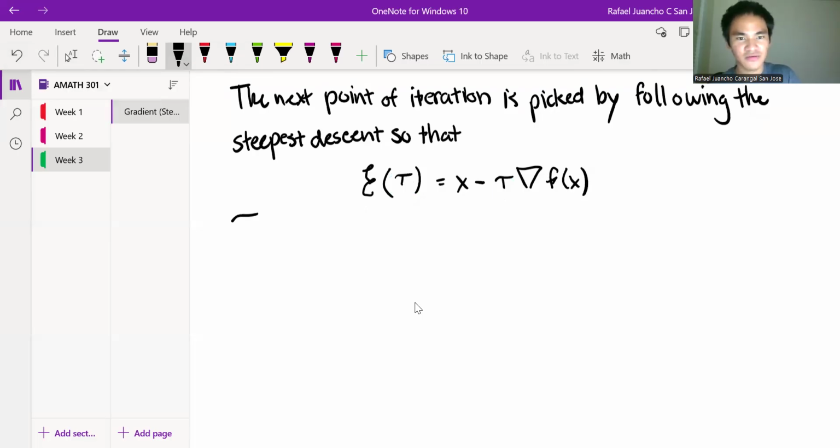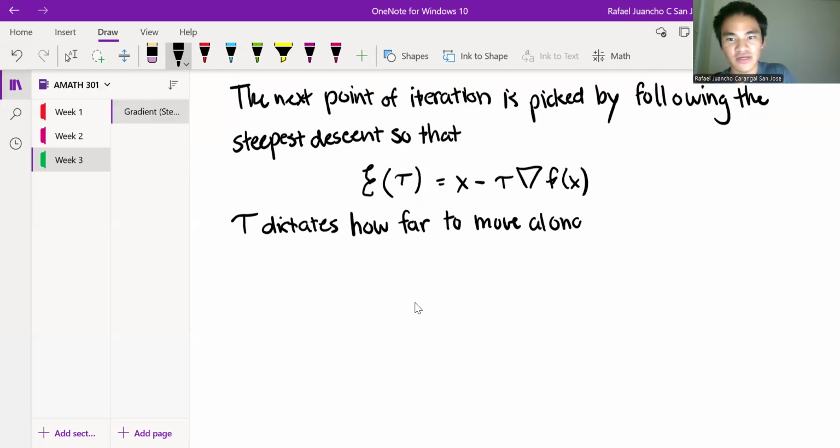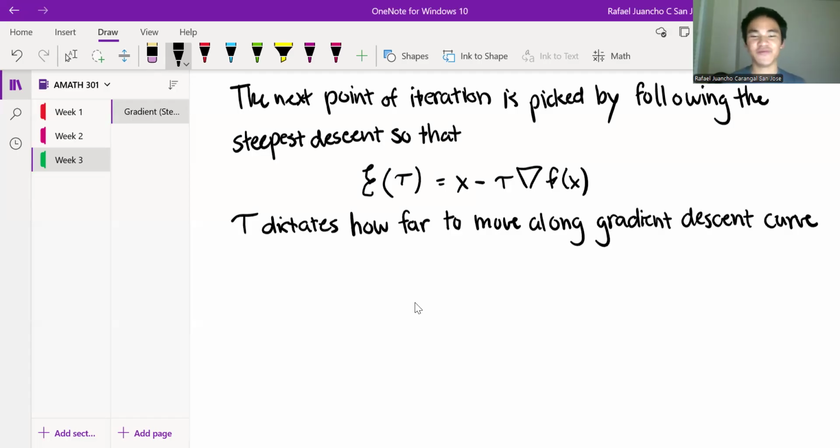So tau dictates how far to move along the gradient descent curve, right? If we pick a big tau, we'll probably step over the minimum or maximum. If we pick a very, very small tau, we'll probably take too long before reaching the minimum. So we have to pick the right tau. And how do we do that?